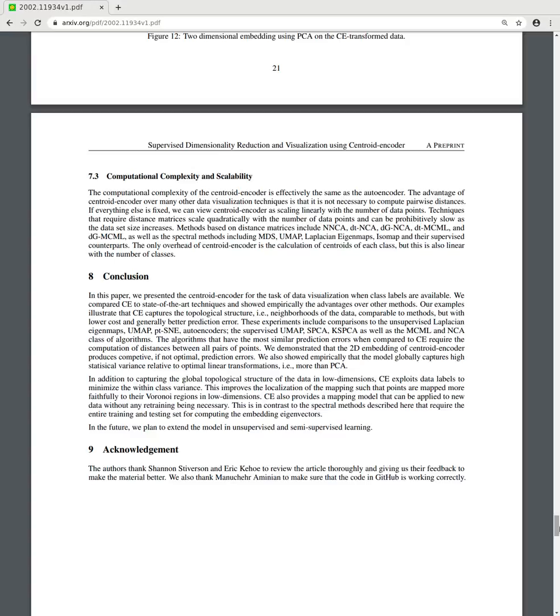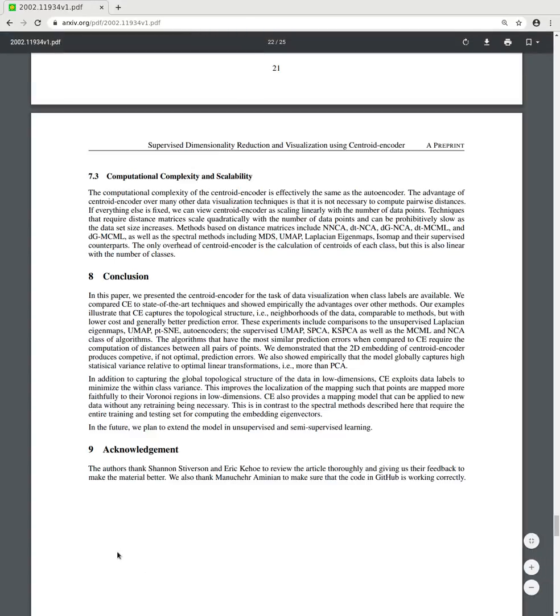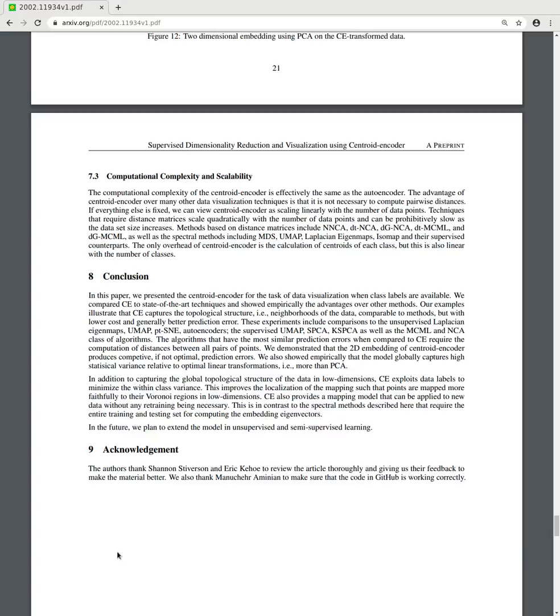These experiments include comparison to the unsupervised Laplacian eigenmaps, UMAP, t-SNE, autoencoders, the supervised UMAP, SPCA, KSPCA, as well as MCML and NCA class of algorithms. The algorithms that have the most similar prediction errors when compared to the Centroid-encoder require the computation of distances between all of the points. We demonstrated that the two-dimensional embeddings of Centroid-encoders produce competitive, if not optimal, prediction errors.